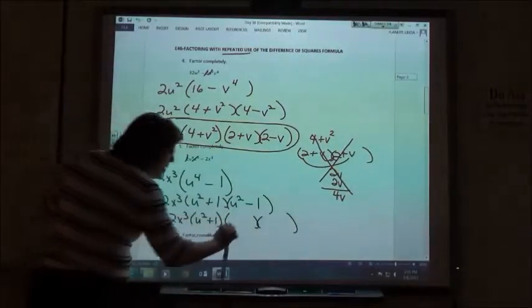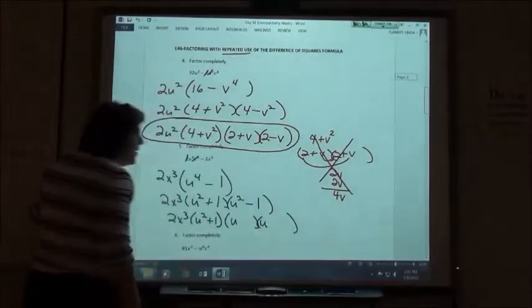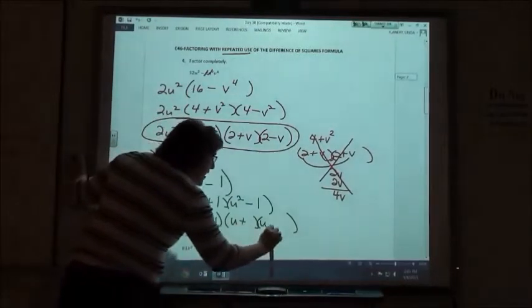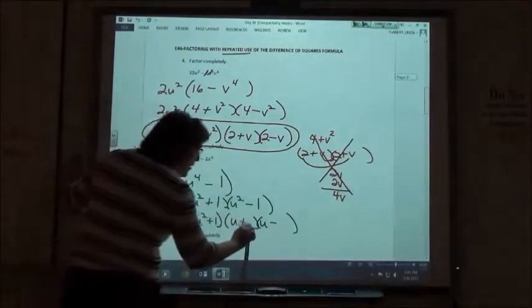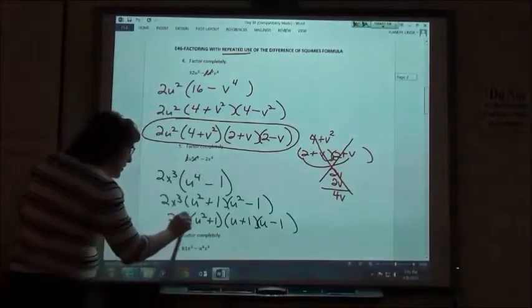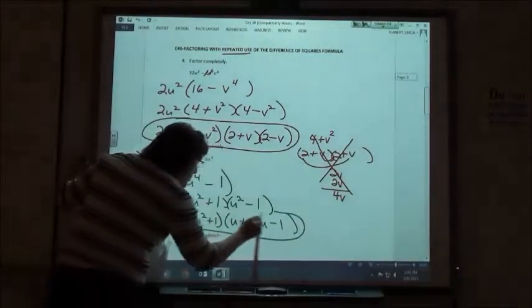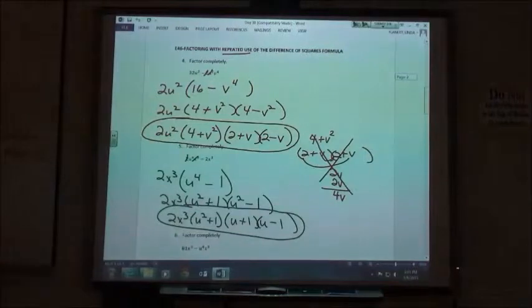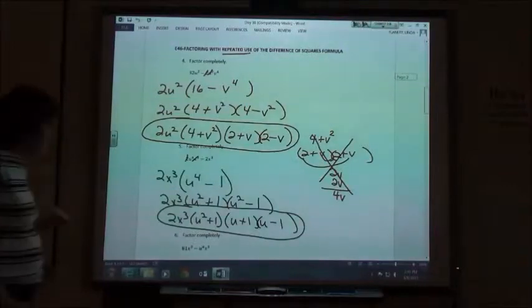Factors of u squared, u and u. My signs, a plus and a minus. Factors of 1, 1 times 1. So all of that is going to go in for your answer. 2x to the third times u squared plus 1 times u plus 1 times u minus 1.